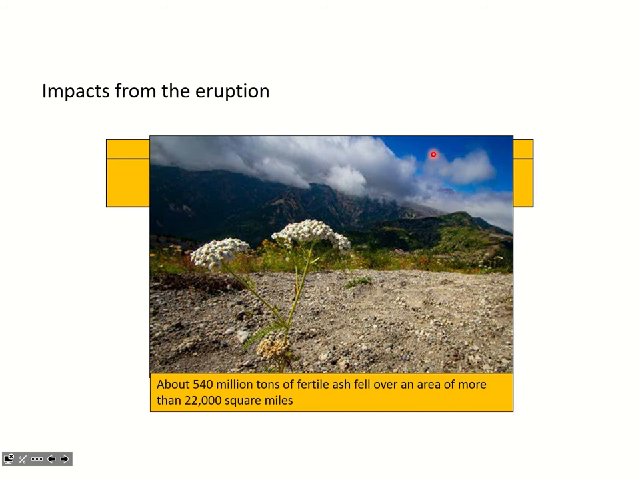So first of all, fertile ash. Ash is immensely fertile stuff, and some 500 million tons, more than that, was spread over a huge area of the United States. And this is actually a huge benefit to the United States. The ash is very fertile, it improves their farming soil. So that means that they can make more money out of that. So it could be an economic impact.